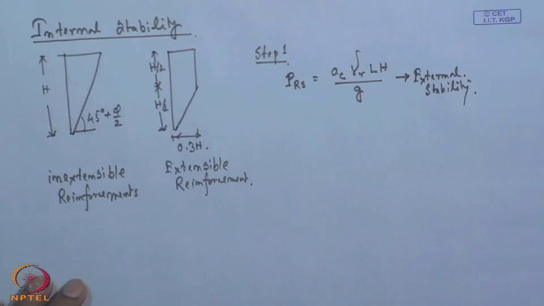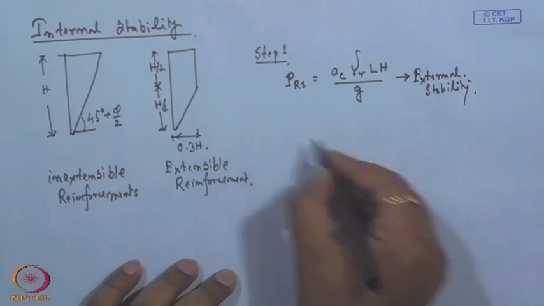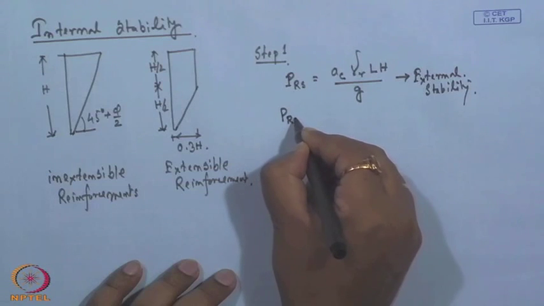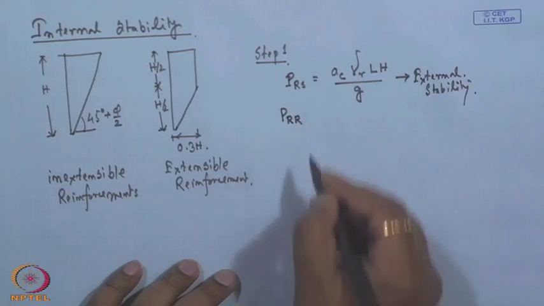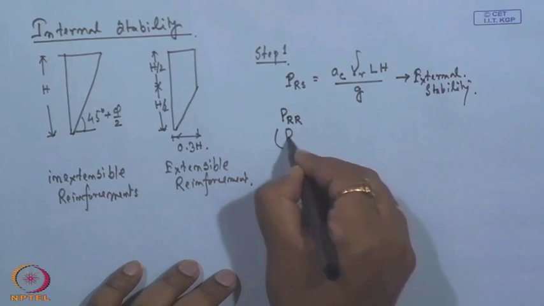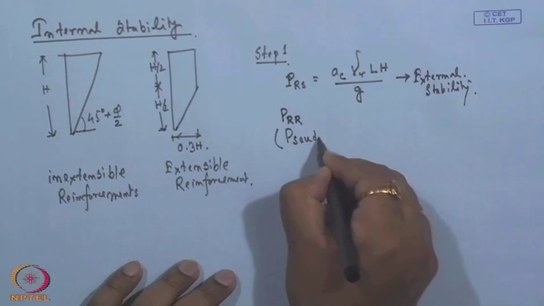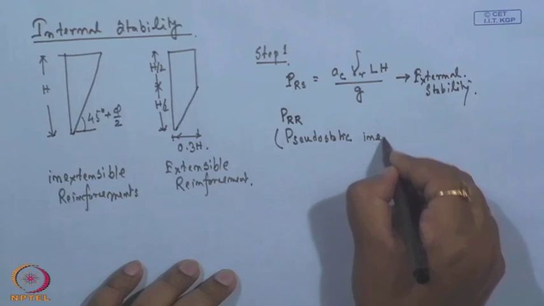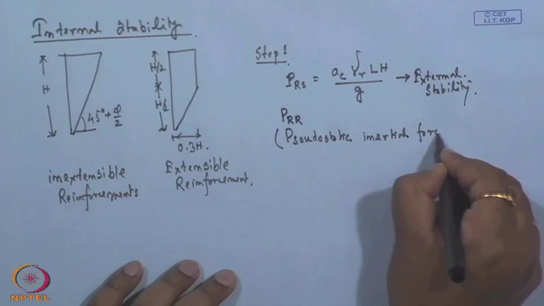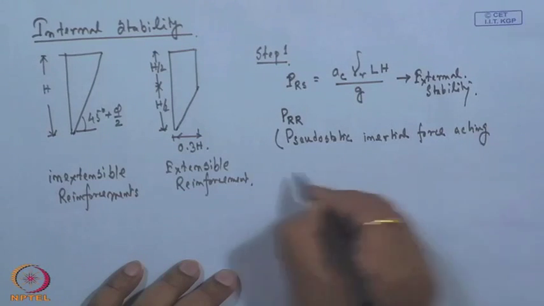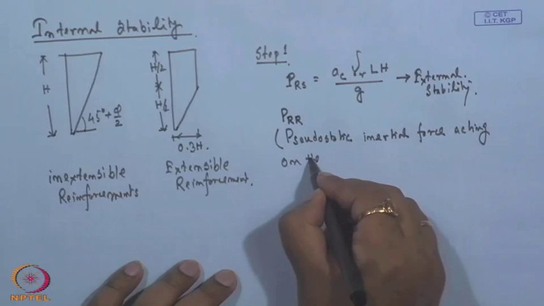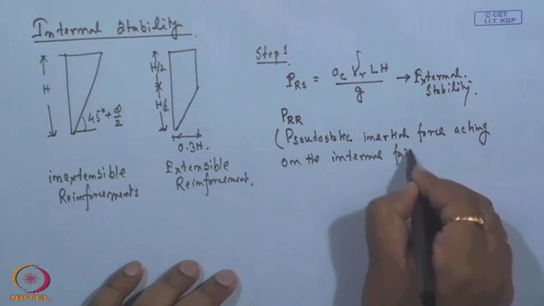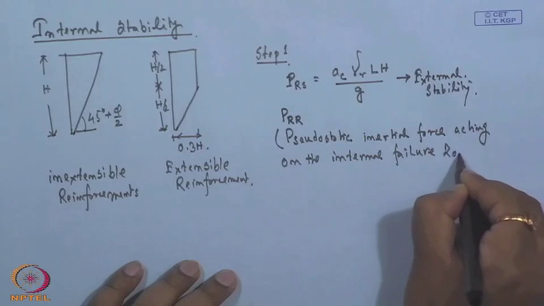Now, for the internal one, we will calculate a similar type of force for the internal failure zone, that is P_RR. Or we can write that it is our pseudo-static inertial force acting on the internal failure zone.